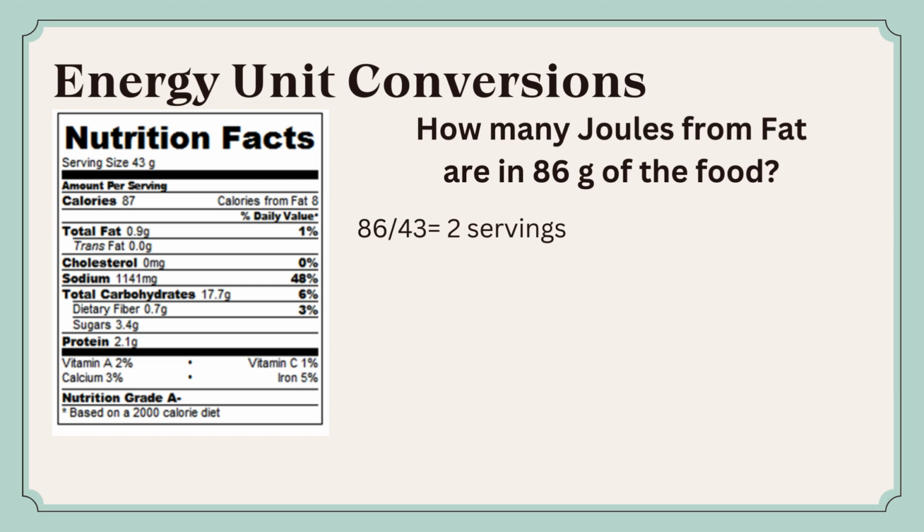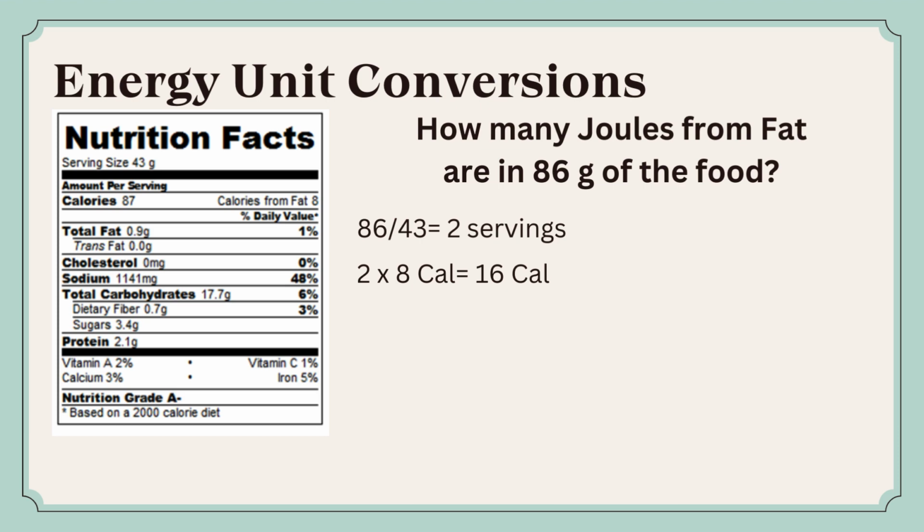So first you see that in 86 grams of the food, it is 2 servings because 86 grams divided by 43 grams, which is the serving size on the label, equals 2. So in this equation, you'll be focusing on 2 servings of the entire thing. Next, you have to convert these 2 servings to however many calories from fat there are. So pay attention to there are 8 calories from fat in 1 serving. So in 2 servings, it's going to be 16 nutritional calories from fat.